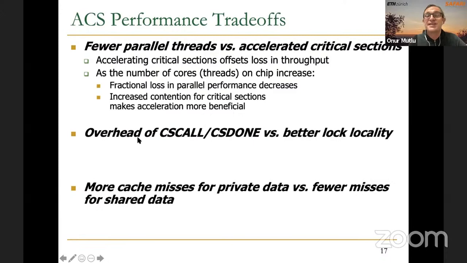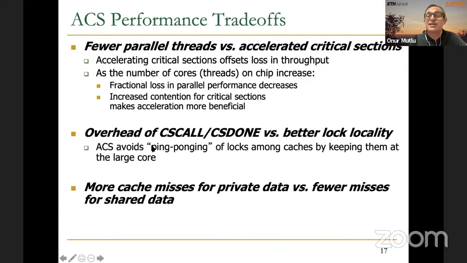The second trade-off is the overhead of critical section call and critical section done versus better lock locality, right? And it turns out accelerated critical sections avoid ping-ponging of locks among caches by keeping them at the large core, and this turns out to be a good trade-off.